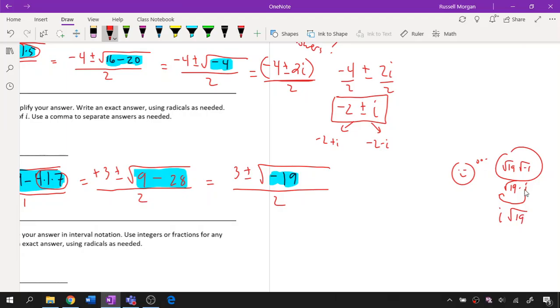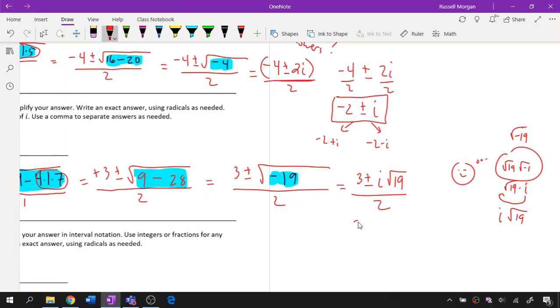You don't want that i to look like it's still underneath the root, because I can't really do much with that root. So instead of the square root of negative 19, I would split the square root of negative 19 into this, but let's bump the i in front. i root 19 all over 2. Now there's really not much I can do to this.